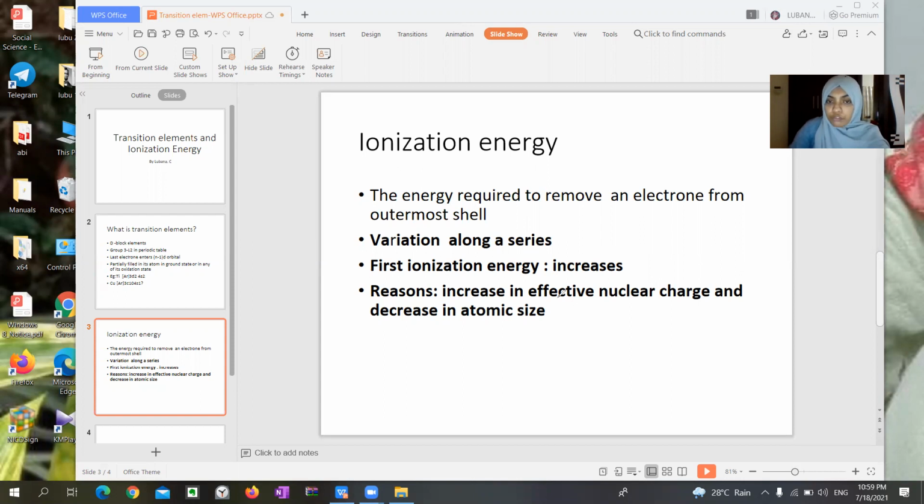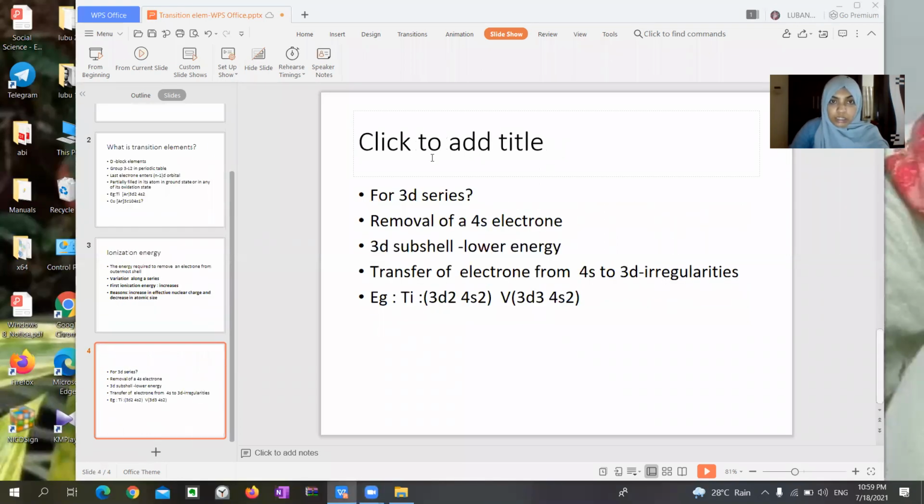When we move from left to right, there is an increase in effective nuclear charge. We add electrons when we move from left to right, so nuclear charge also increases. Then there is a decrease in atomic size. So overall there is increasing attraction between the nucleus and the outermost electron. Then we have to go to the final section.